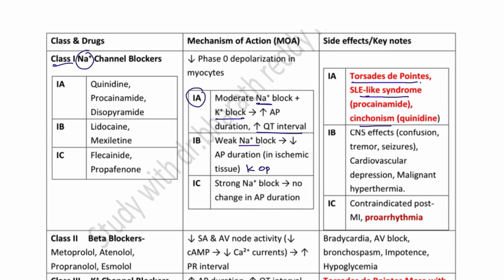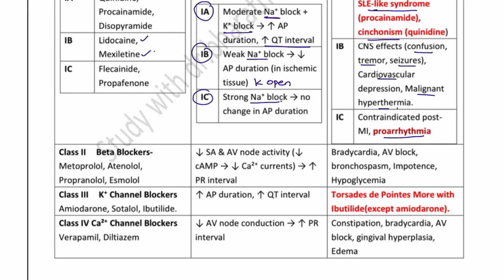So potassium stays open in the patients on 1B. Side effects are confusion, tremors, seizures, cardiovascular depression, and malignant hyperthermia will also be seen. Examples are lidocaine and mexiletine. And 1C drugs have a strong sodium blockade, and are considered pro-arrhythmic drugs. Examples are propafenone and flecainide.